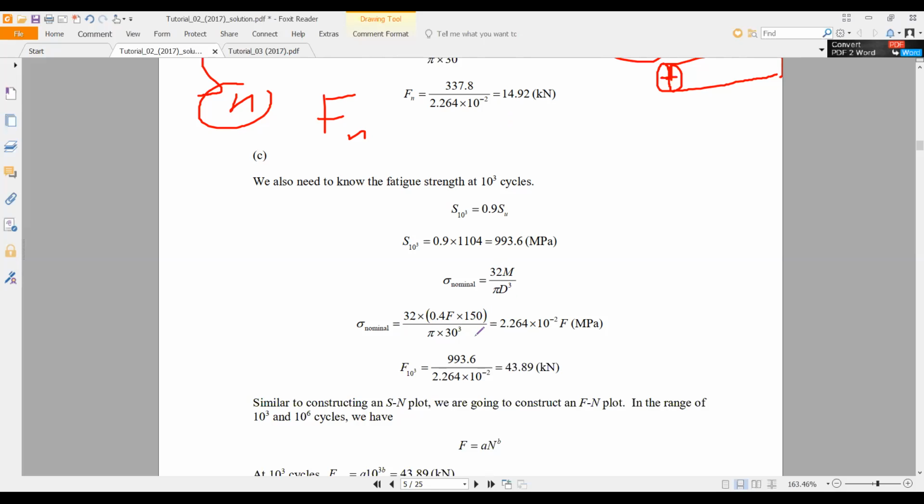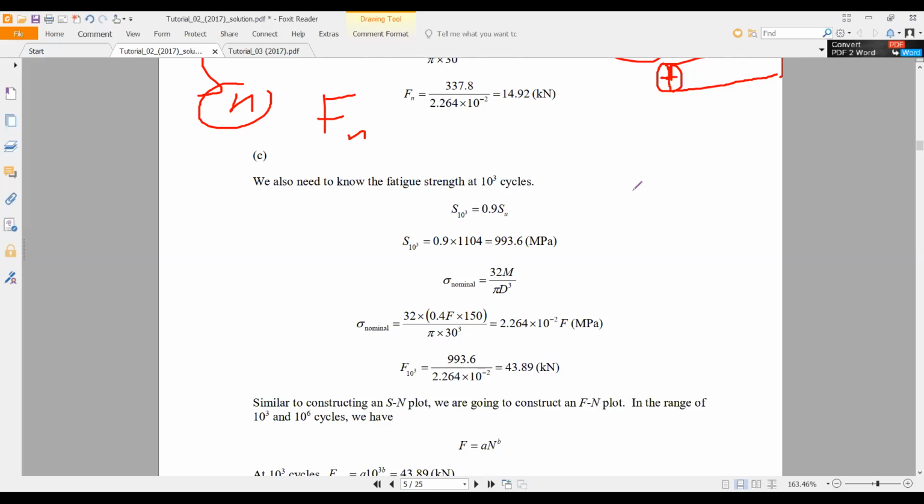With the number of cycles increasing, what happened? The sample will be damaged. That's why the allowable load will be reduced. You can see at 10 to the power 3, it can allow around 44 kilonewton. But at 10 to the power 6 cycle, it is allowed only around 15. Are we clear on the answer?